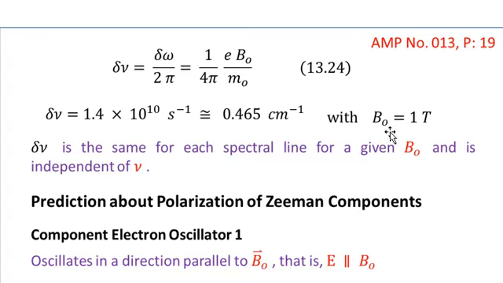And this expression was obtained using B naught equal to 1 Tesla. So delta nu is the same for each spectral line for a given B naught and is independent of the value of nu. And you know that this delta nu corresponds to those components which are the shifted components, because the shifted components depend on the value of B naught.